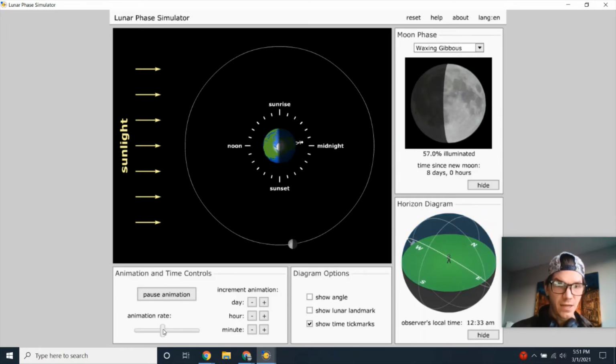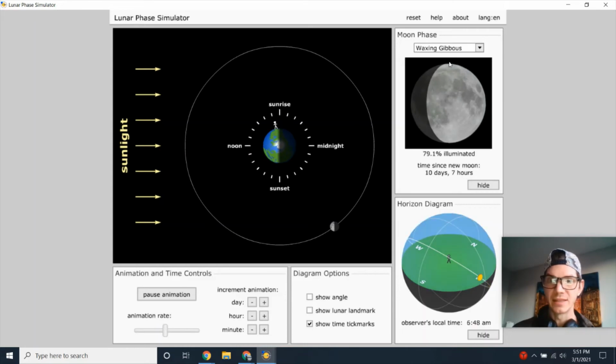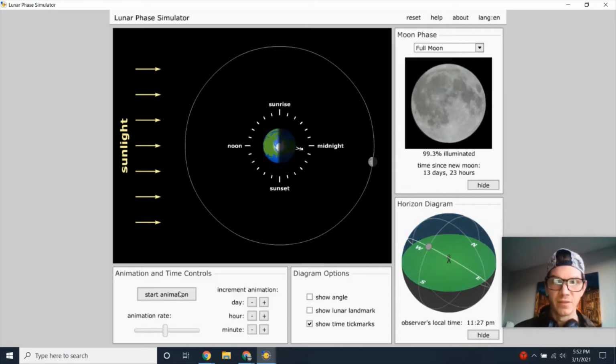The next phase up is going to be the waxing gibbous. Waxing meaning that the illuminated portion is growing bigger. Gibbous is that shape in between the quarter and the full moon, the entire portion. And then 2 weeks after the new moon, we have a full moon. That's when 100% of the moon is illuminated. We can see the entire lit half of the moon.